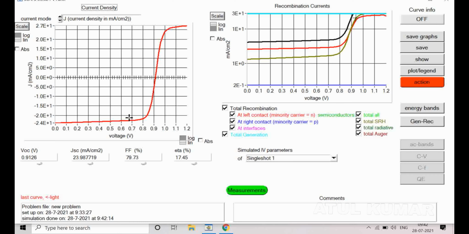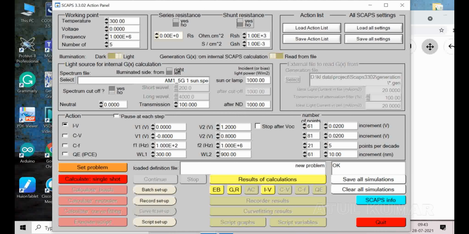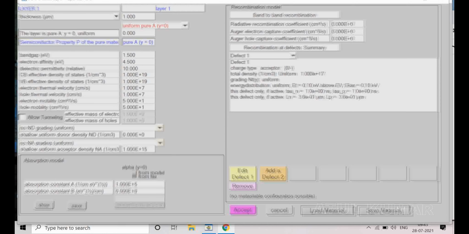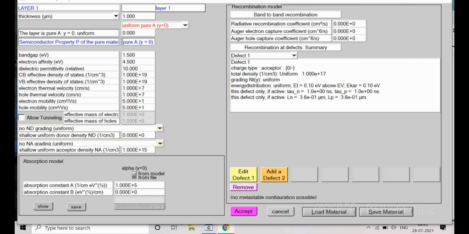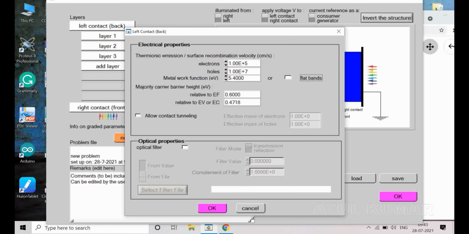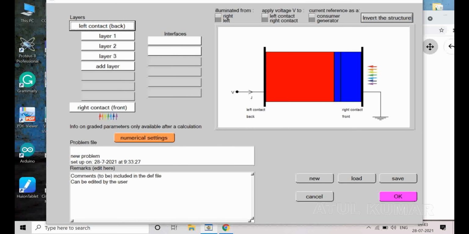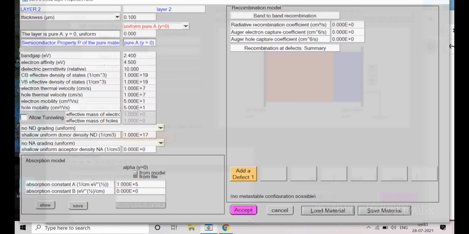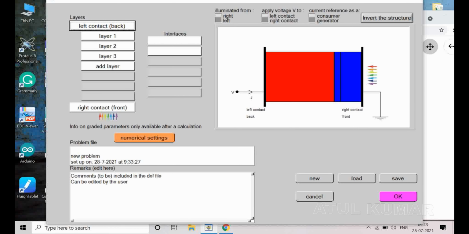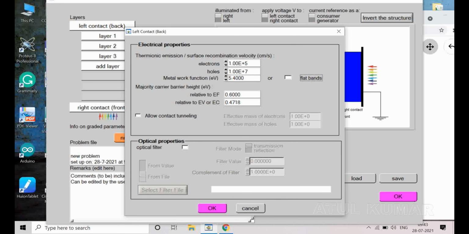If your device has this kind of behavior, you can directly tell that the bulk defect density in the absorber is high. As I have simulated, I have taken no other defect, only the bulk defect in the P type, at high defect density, along with the secondary barrier I have included. There is no other defect. Okay, so rollover and crossover I have signified.